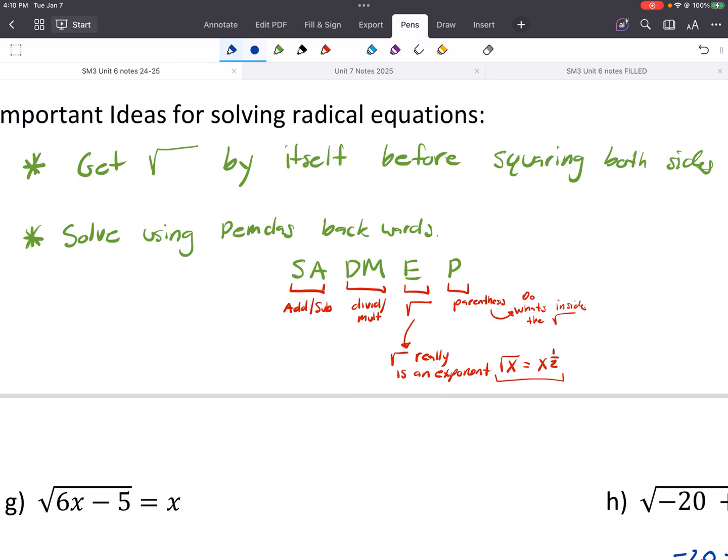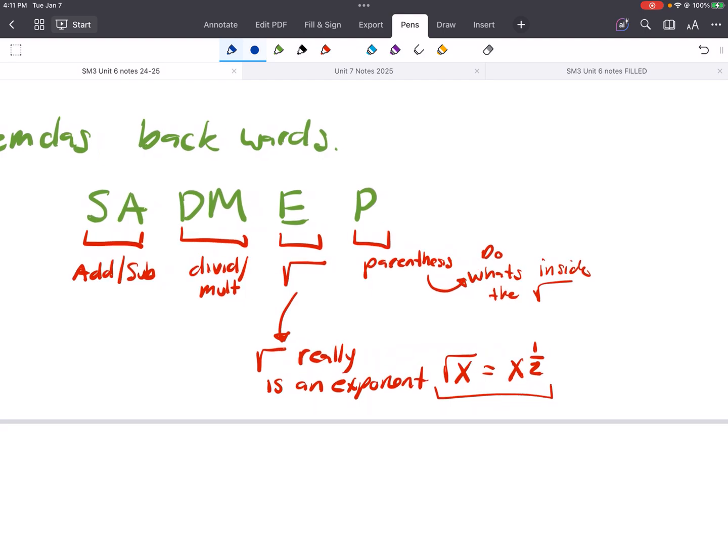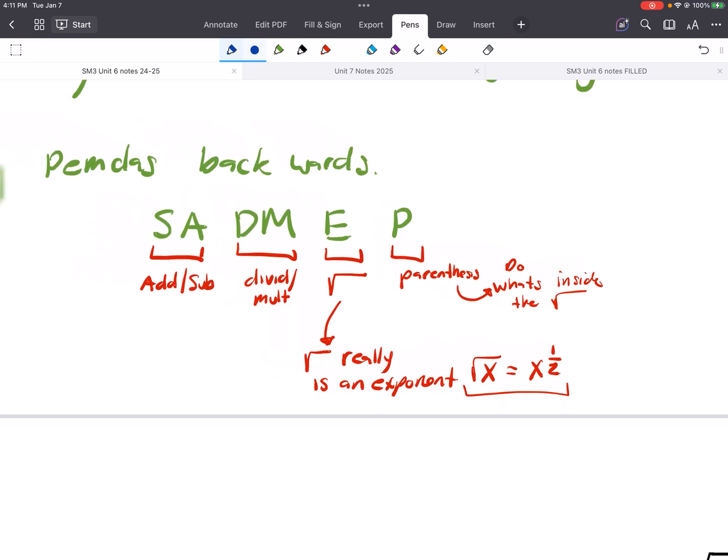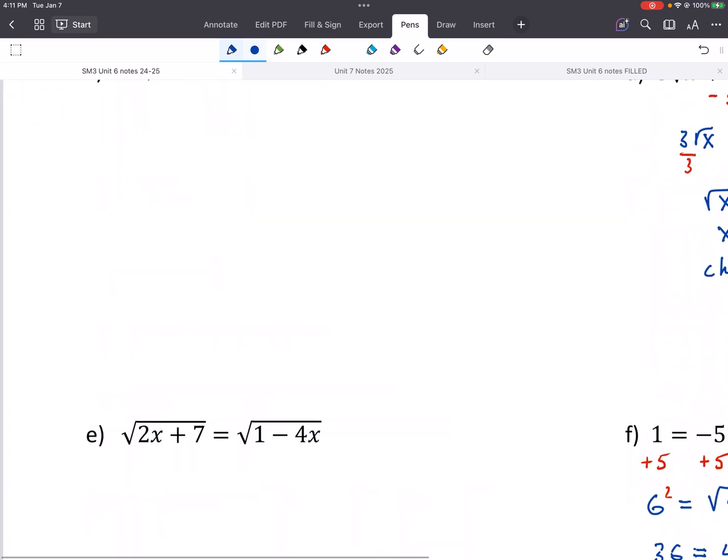We'll still add, subtract first, divide, multiply, and next is exponents. So exponents, whether you know it or not, a square root is actually an exponent. A square root is the same as an exponent of 1/2. And so that would be the next thing that we would want to do, is get rid of that square root. And then P is our parentheses. We just want to do what's left. Kind of go back to adding and subtracting and any dividing or multiplying. Okay, so hopefully that's helpful as we get going.